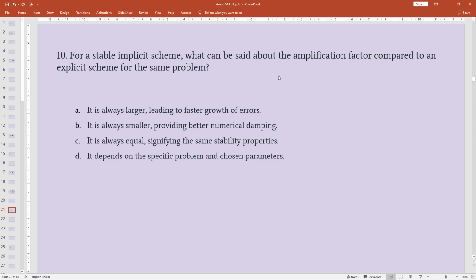Moving on to the next question. For a stable implicit scheme, what can be said about the amplification factor compared to an explicit scheme for the same problem? Option A, it is always larger, leading to a faster growth of errors. Option B, it is always smaller, providing better numerical damping. Option C, it is always equal, signifying the same stability properties. Option D, it depends on the specific problem and chosen parameters. You can try to answer the question. You can inbox your answers.